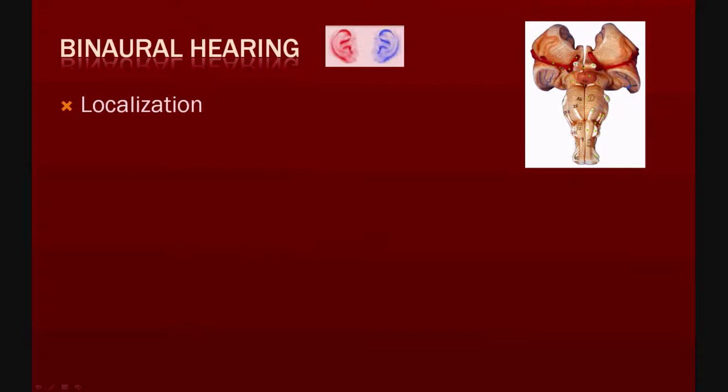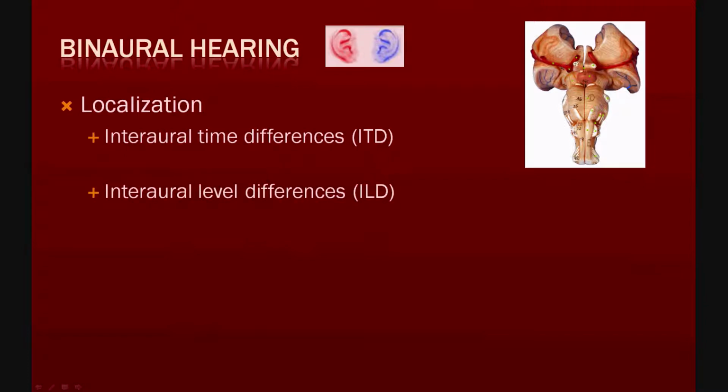Evidence exists that two cues are relevant for this: interaural time differences, or ITDs, or interaural level differences, or ILDs. ITDs rely mainly on low-frequency information, whereas ILDs rely mainly on higher-frequency information. It is believed that hearing subjects can use any available cue to achieve very precise localization, although there seems to be a preference for ITDs in normal physiology.